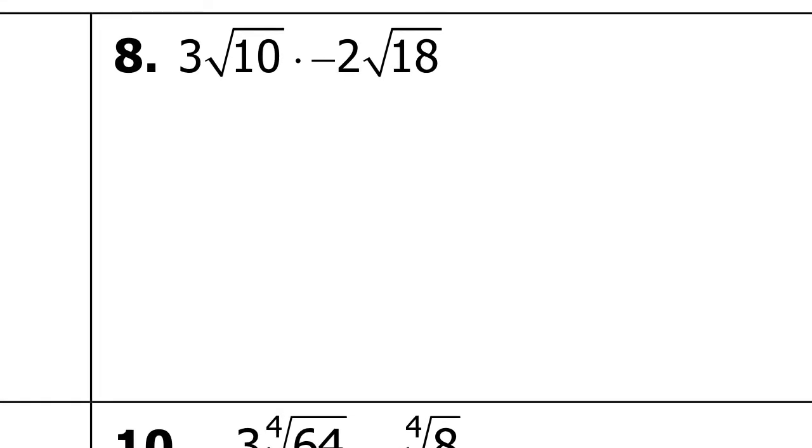So let's take a look at some that have coefficients. In this case, I have the coefficient 3 multiplied by a coefficient of -2. And I also have the square root of 10 times the square root of 18. So whenever you have a radical that has coefficients, your coefficients will be multiplied together the same way that your radicands are also multiplied together. So 3 times -2 gives me a product of -6, and I have a radical 10 times 18.